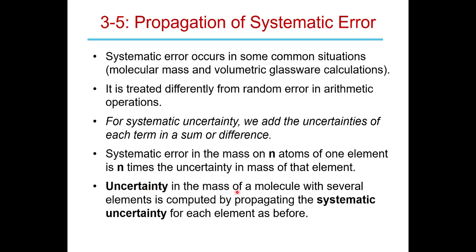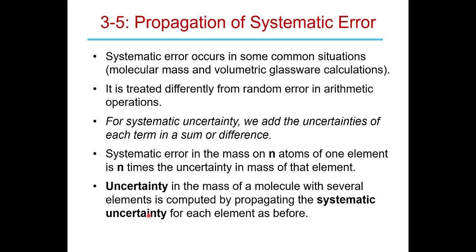So uncertainty in the mass of a molecule that has several different elements is computed by propagating the systematic uncertainty for each element as you did before. That's because the uncertainty in hydrogen, let's say, will be different than the uncertainty in oxygen. So those are independent of each other. And so then you might start to get some of that cancellation of error that we talked about, and so then you'll use the normal propagation of error formulas.